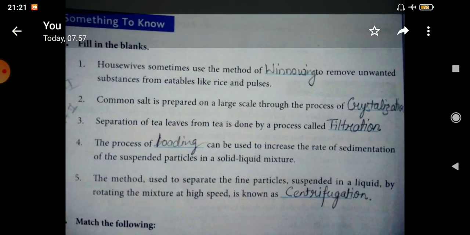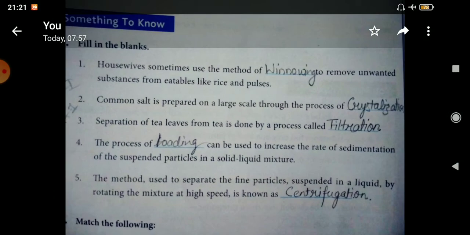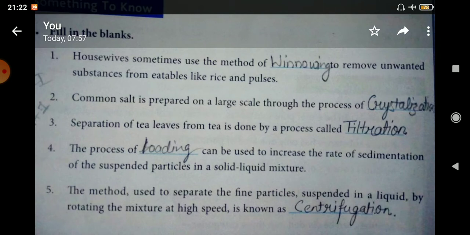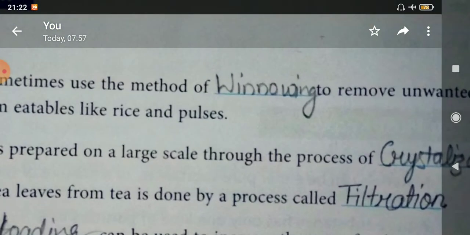So let's start with fill in the blanks. The first question is, sometimes use the method of winnowing to remove what? The answer will be winnowing. To remove unwanted substances from edibles like rice and pulses.